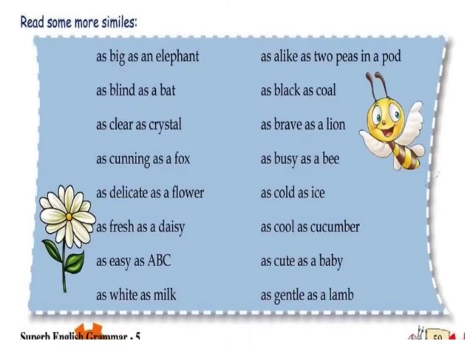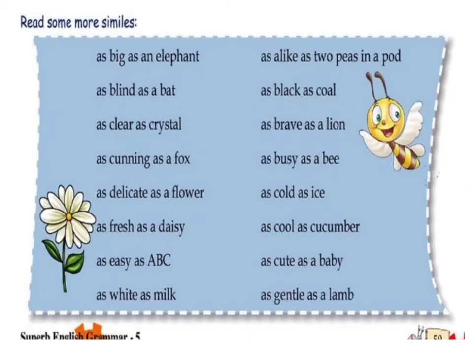As delicate as a flower. As fresh as a daisy. Daisy again is a flower which looks very fresh. So if somebody is looking nice and fresh, you'll say, oh, you are looking as fresh as a daisy. As easy as ABC. Now that you are in class 5, children, for you A, B, C, D is very easy. So if you find something easy, you'll say as easy as ABC. As white as milk. You can also say as white as snow.